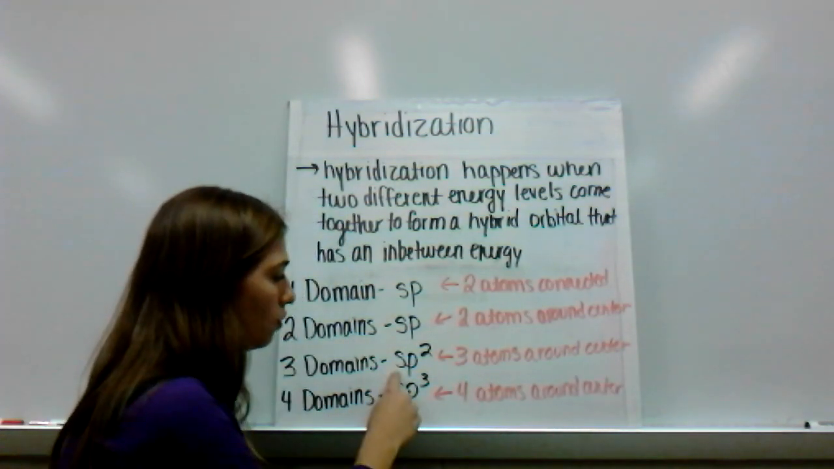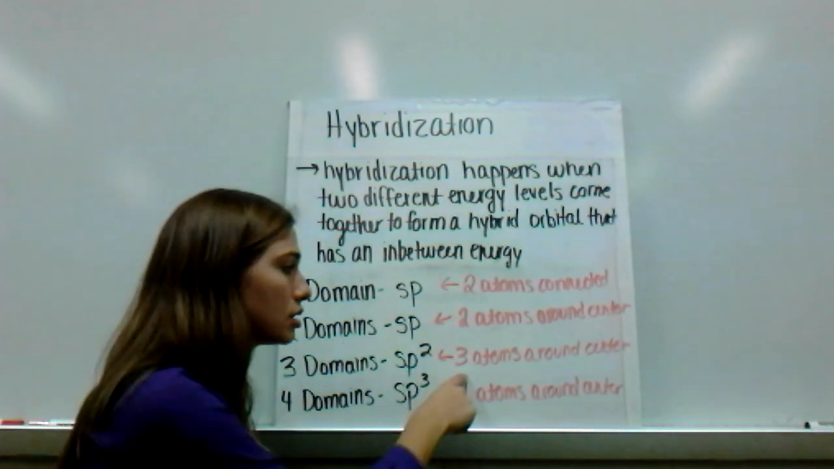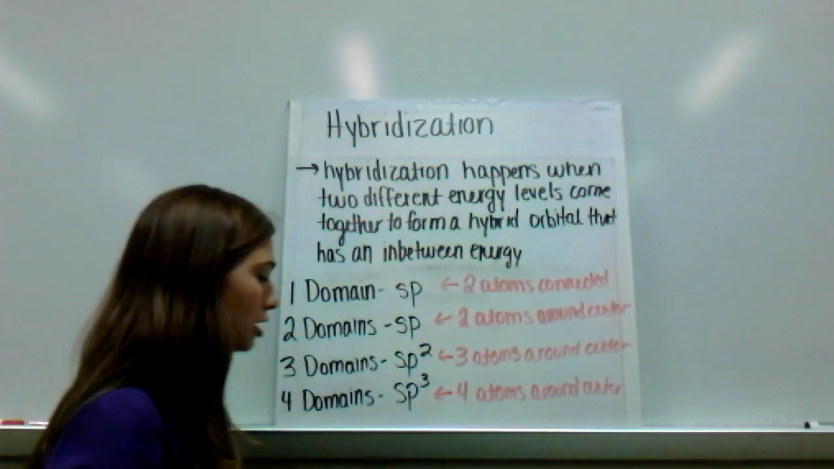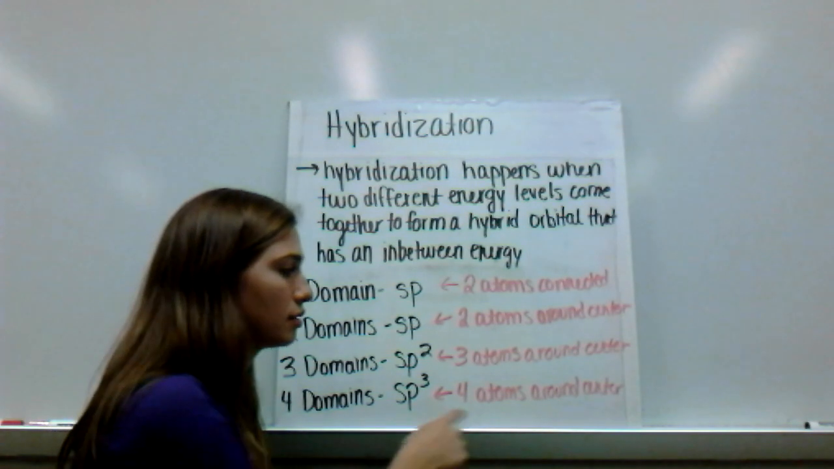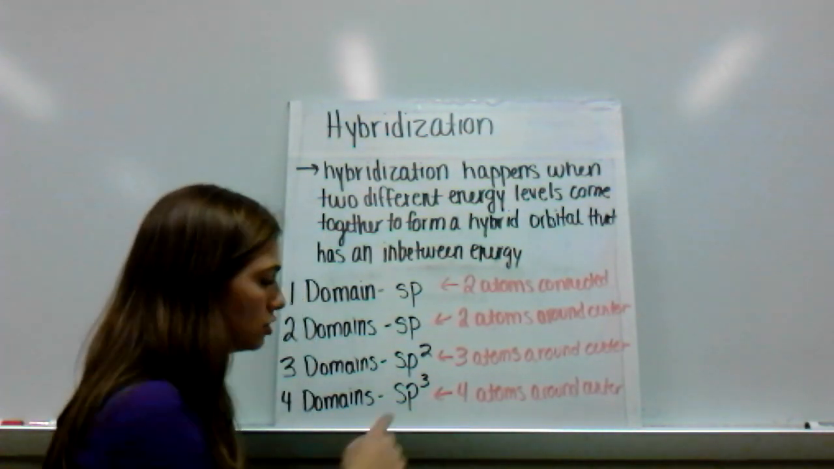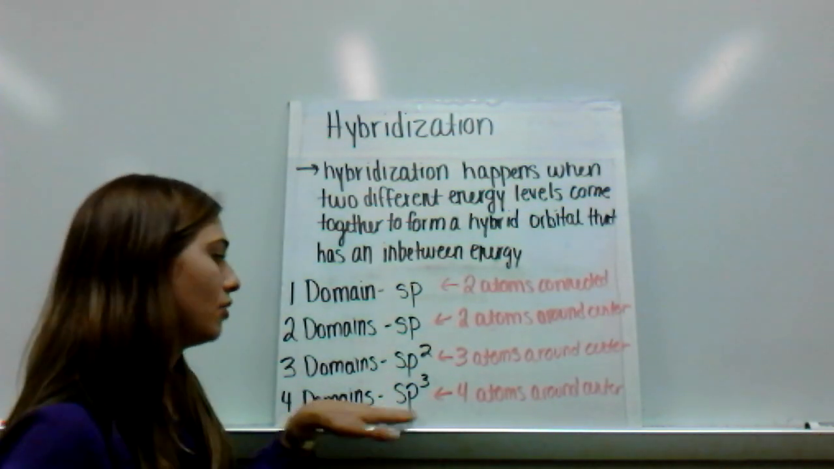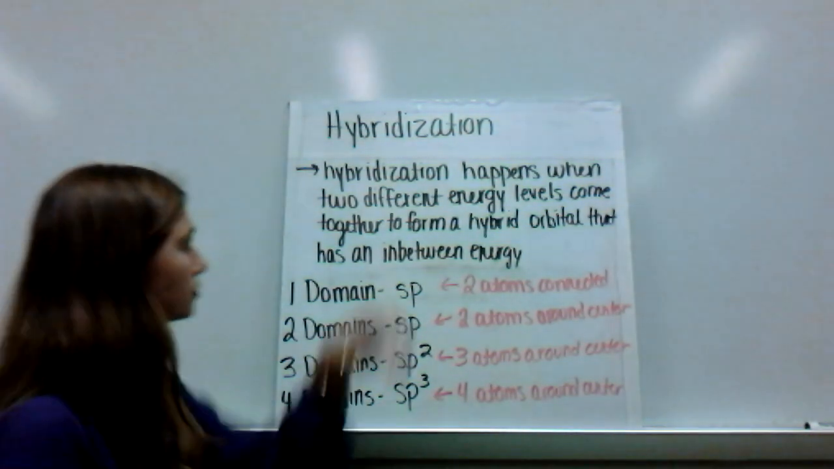So you have 1 S and 2 P's. So now you have 3 letters, 3 atoms around the center. 4 domains, 4 atoms around the center. You have 4 letters. You have S and then 3 P's. Put it all together, and you have sp3.